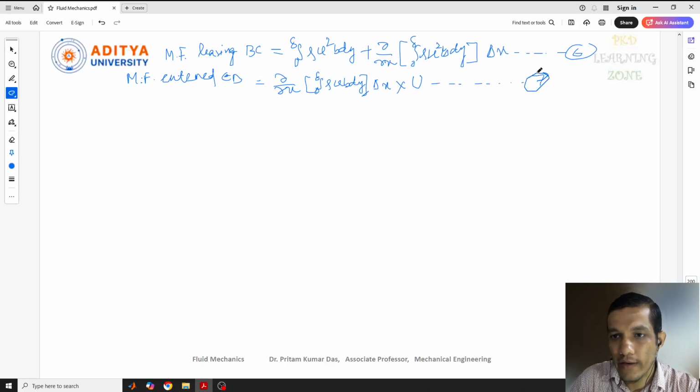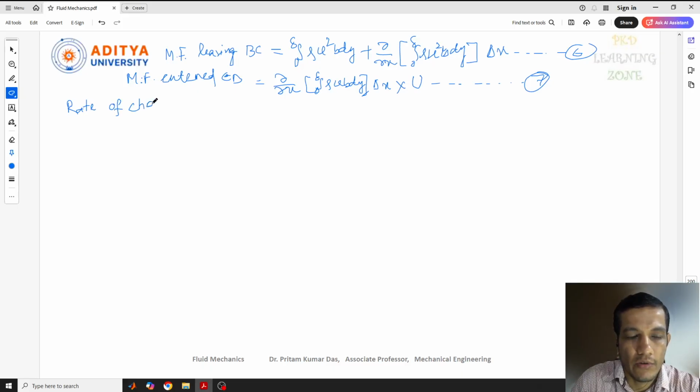We can take equation number 7. Now here the velocity is constant, so we can take this as differential and integral equations. Now we know that the rate of change of momentum needs to be calculated. So let's calculate the rate of change of momentum through the control volume.